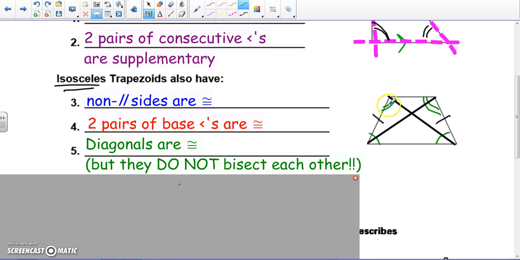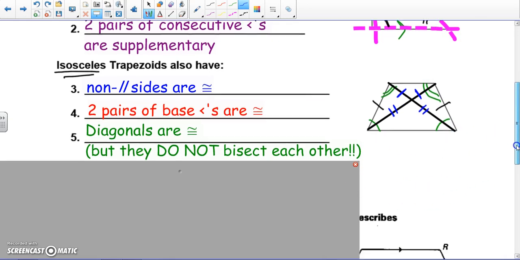So what we can actually label in the picture is that these two pieces are congruent, and these two pieces are congruent. That's a really common question you'll see. It'll say, in what type of quadrilateral are the diagonals congruent, but they do not bisect each other? And your answer for that is always going to be an isosceles trapezoid.